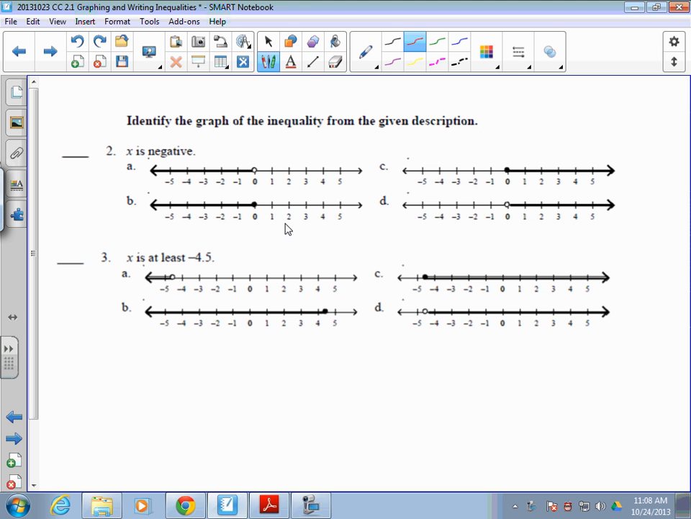The second one says X is negative. You do not count the number 0, so both of these have colored in bubbles. They don't work. This one right here has an open bubble, which is correct, but it's showing all the positive numbers. That one doesn't work either.